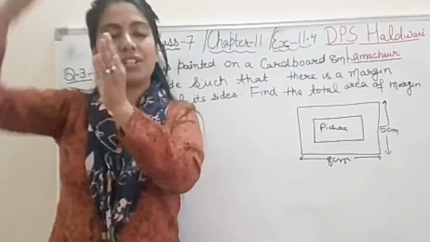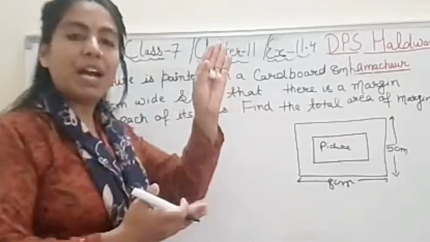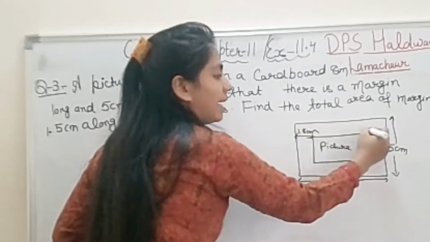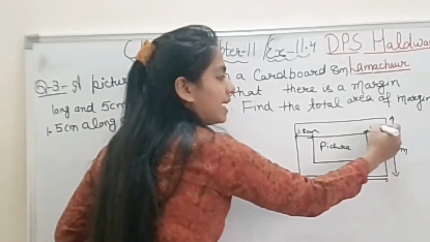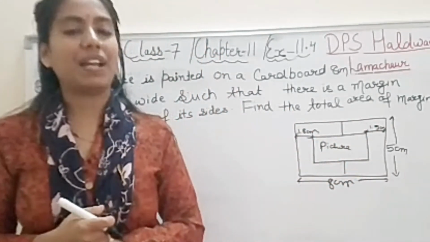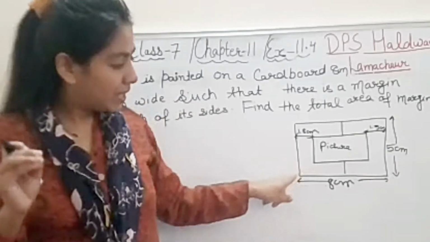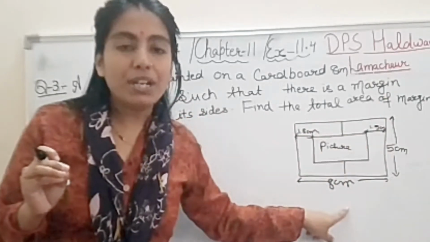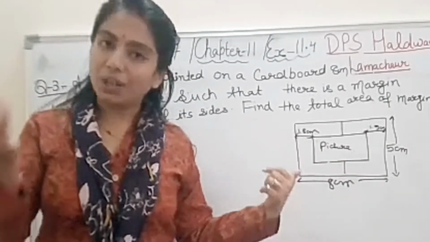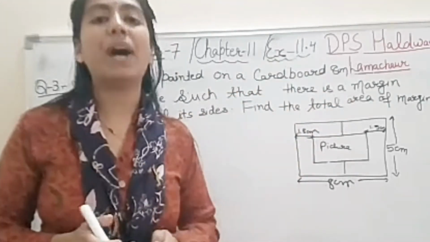You make a margin on every drawing sheet before making a picture. In the same manner, the margin is 1.5 centimeter on each side, meaning left side, right side, up and down. Each side margin is 1.5. The question wording is different but the method is the same. Now the cardboard's length and breadth are given, not the picture's. So how will you find out the picture's length and breadth? I will tell you. The question is to find the total area of margin.